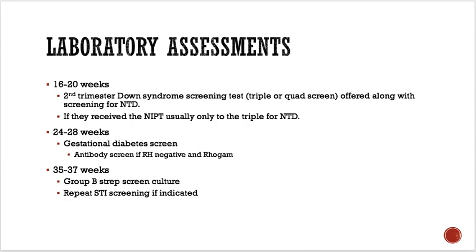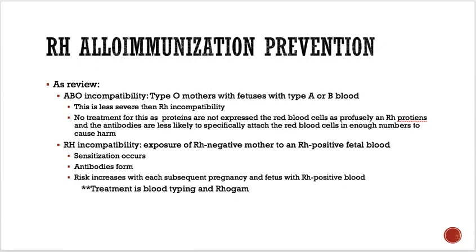So let's talk a little bit more about Rh immunization prevention. Just as a review, there are two types of incompatibilities. You have your ABO incompatibility, which is when you have a type O mom who has a baby with type A or B blood.